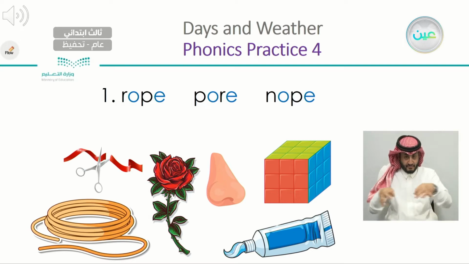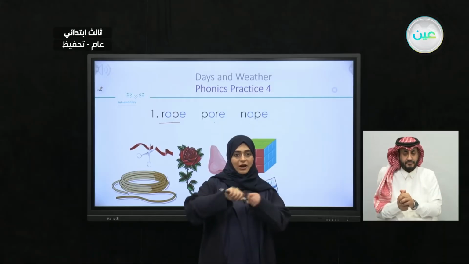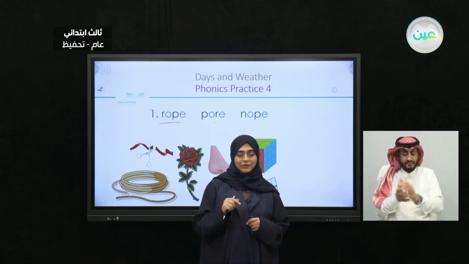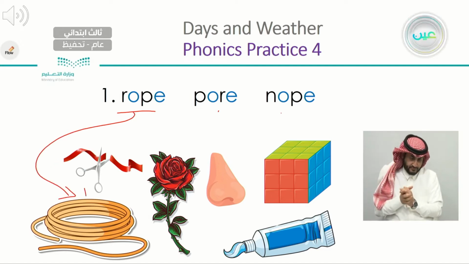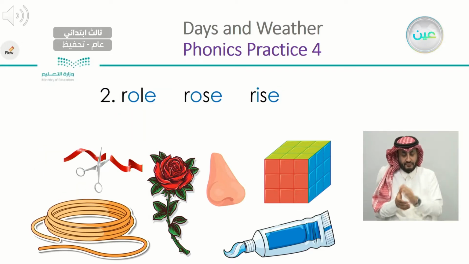Rope. Rope. Rope or nope. Which one is rope? This one is rope. You use a rope to tie things together. Okay, which one here is a rope? Yes, it's this one, the one at the bottom. Then write number 1.